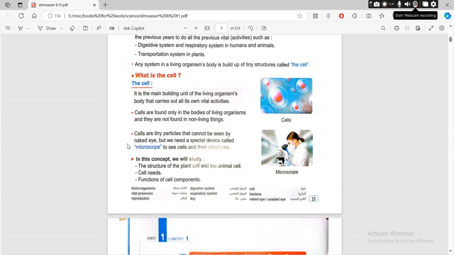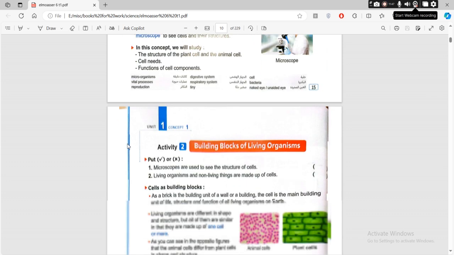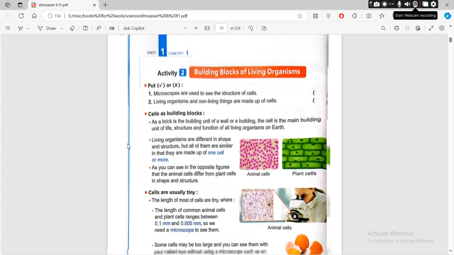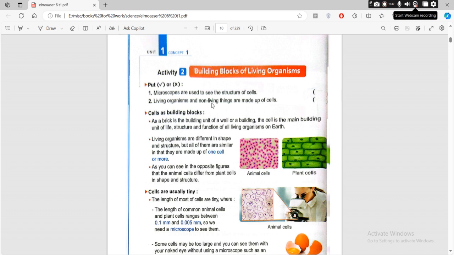Another important thing about cells is that they are very, very small, so they can't be seen by the naked eye, and we need something to see them through, which is the microscope. Exactly. So now, let's try these questions. Number one, microscopes are used to see the structure of the cell. Is that true or false?